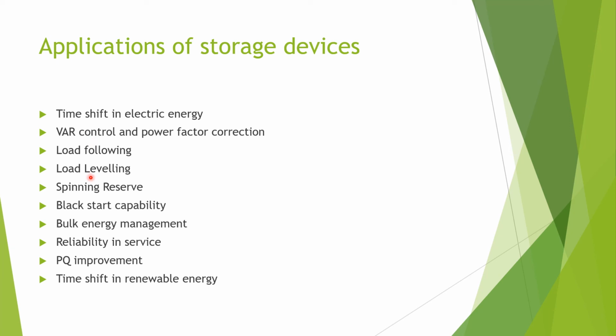Then load leveling. During light load periods, the storage units are charged using low cost energy from base load plants, and during high load times they discharge when the energy value is higher. Then comes spinning reserve. Because of the capability to increase the output quickly, these storage devices with power electronic interfaces can act as spinning reserve, reducing the requirement for conventional spinning reserve units.